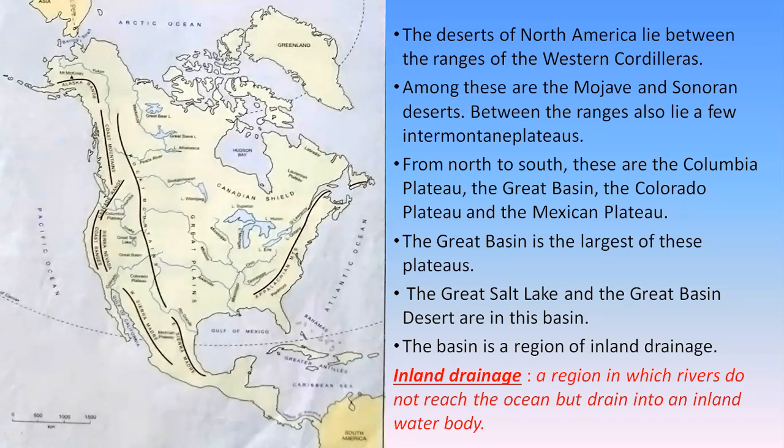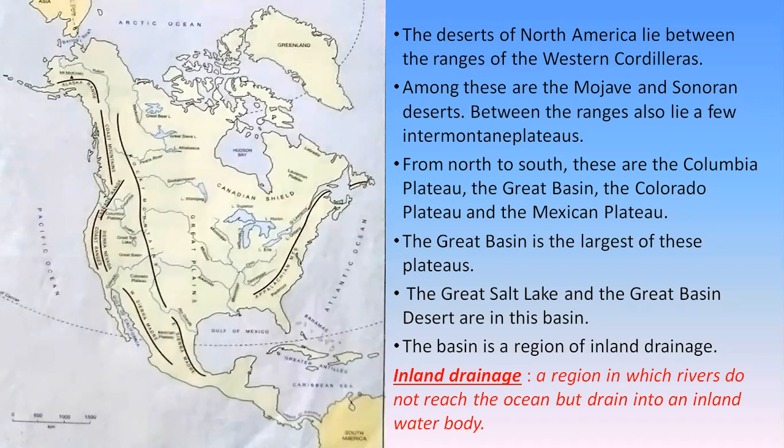The Great Salt Lake and the Great Basin Desert are in this basin only. Here you will find the Great Basin Desert and the Great Salt Lake. Both of these geographical features are also in between these mountain ranges. That means all these physical features you will find in the Western Cordilleras.